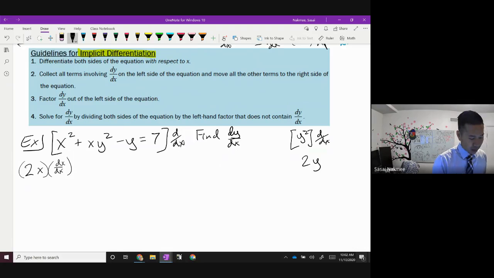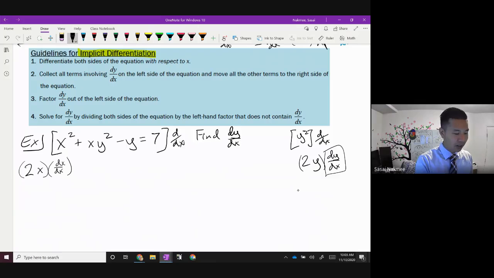But you have to multiply it with the derivative of what's inside y squared. And what's inside y squared is just the y itself. And the derivative of y itself would be dy dx. And dy dx does not cancel. It does not cancel. And it's actually going to be part of the problem now, right? So let's keep going here.